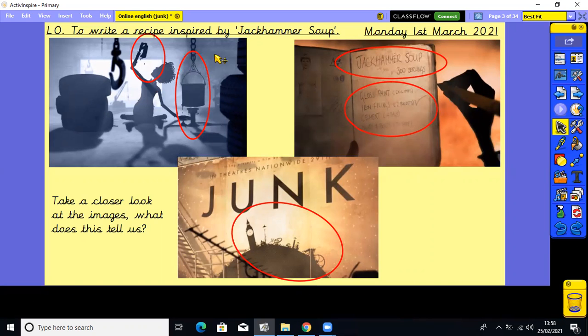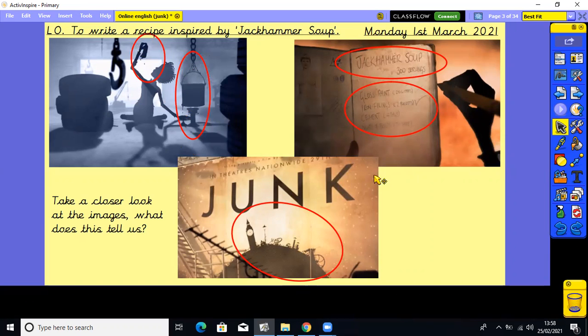This second circle here circles a cauldron of some sort or a bucket, which is also dripping. That makes me think that this item here has come from this bucket or has been dipped in this bucket. Okay, have a look at the picture. Is there anything else you can see that helps you think about what the story is going to be about?